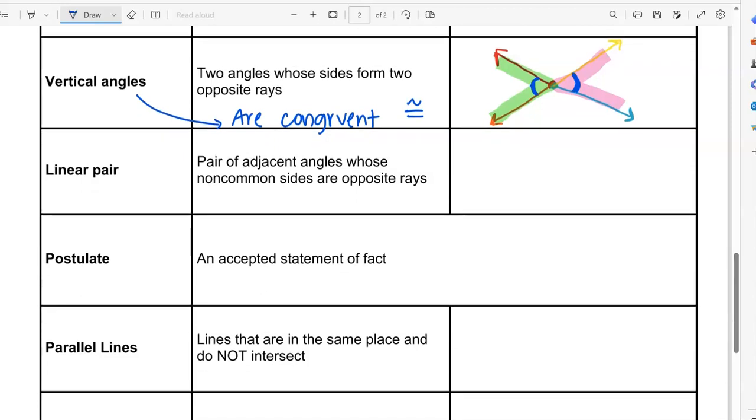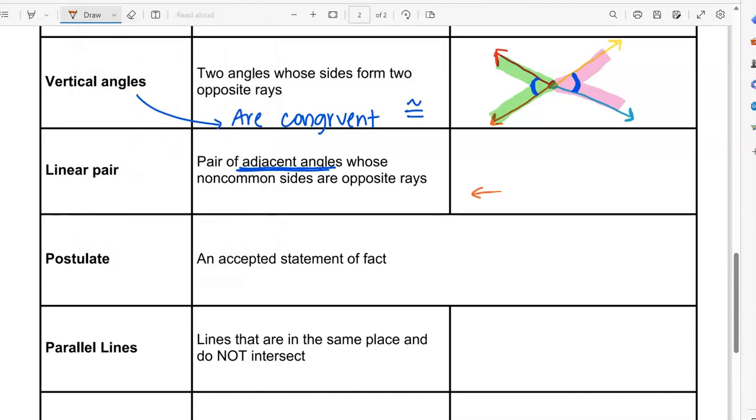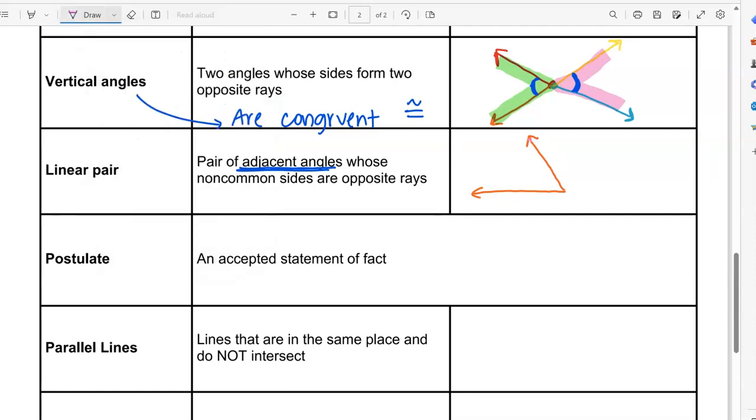All right, a linear pair is a pair of adjacent angles. Adjacent means they are next to each other. Adjacent angles whose non-common sides are opposite rays. So if we draw two angles, so here's one angle right here, and I draw another angle directly beside it.